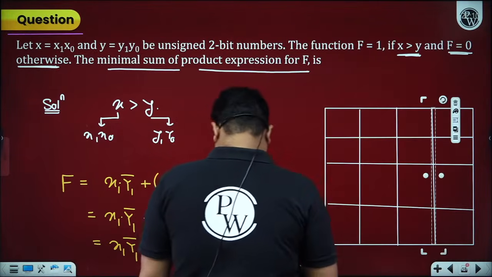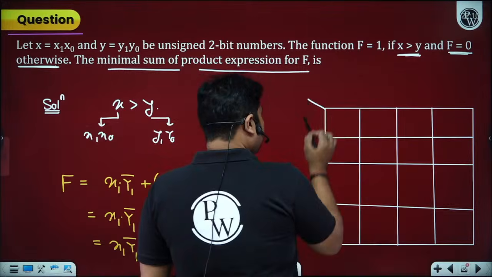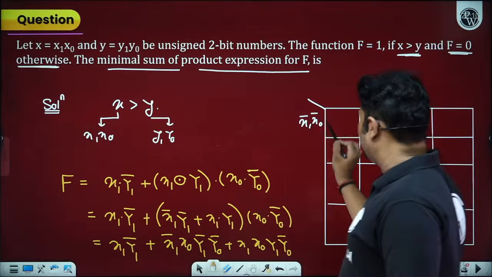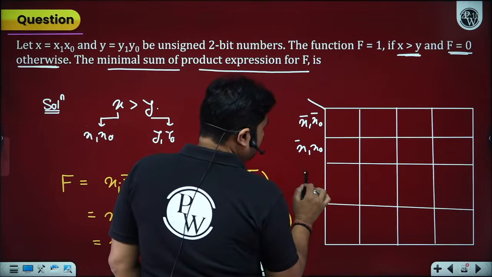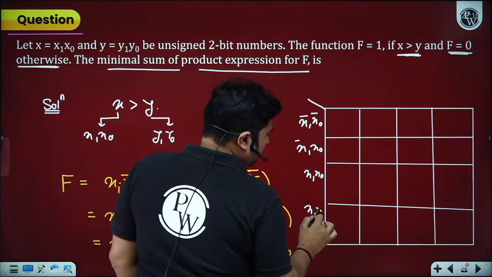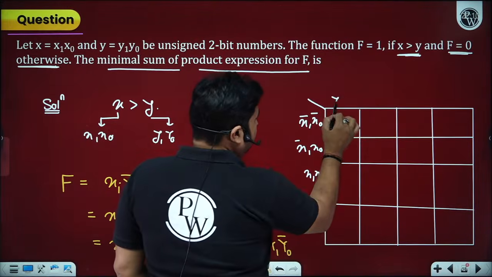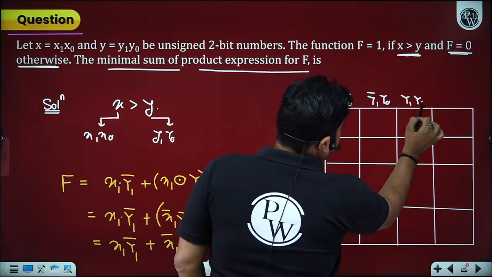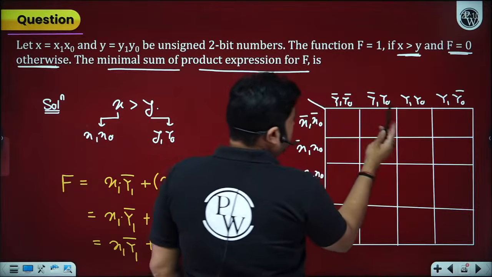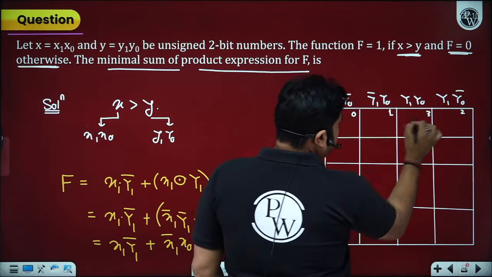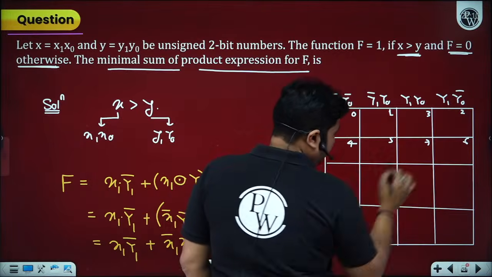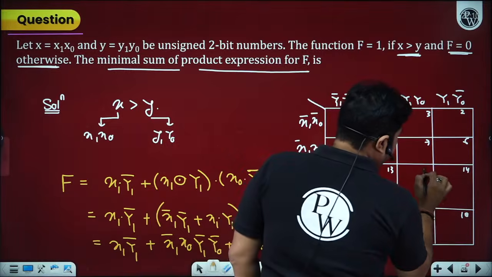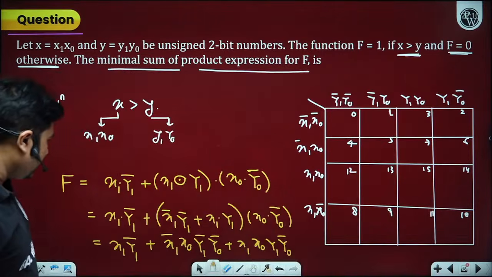Yes, sir. If you observe here, we have the number with x1 as the MSB. So x1 bar x0 bar, x1 bar x0, x1 x0, x1 x0 bar, y1 y0 bar, y1 bar y0, y1 y0, y1 y0 bar. So we have the numbers 0, 1, 2, 3, 4, 5, 6, 7, 8, 9, 10, 11, 12, 13, 14 and 15.